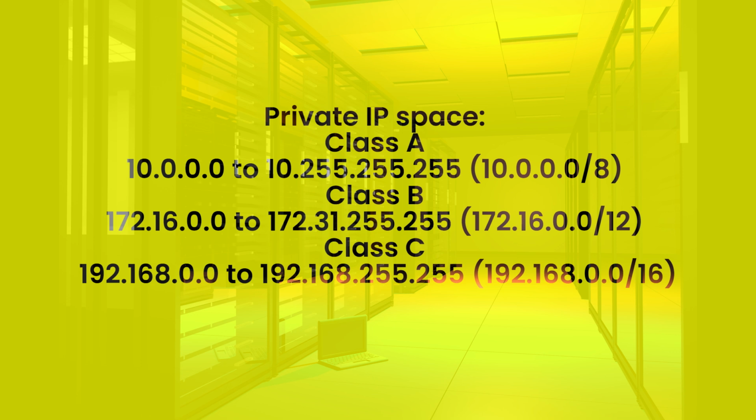CIDR and private IP space. CIDR notation (slash) is used to represent private IP ranges and their subnets. For example, 10.0.0.0/8 represents the entire 10.x.x.x private range. 192.168.1.0/24 represents a subnet of 256 addresses in the 192.168.x.x range. So there you have it.